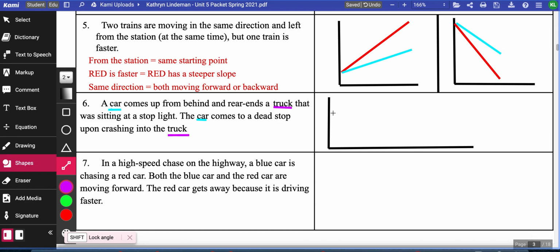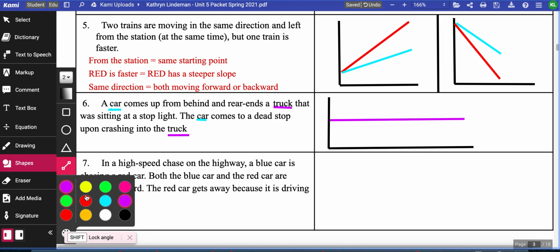So the truck is just sitting at a stoplight. If you're just sitting at a stoplight, you're in one location, right? So your position is constant. So the truck is just sitting there. The car comes up behind, so the car comes to the location of the truck, and then the car crashes into the truck. So it's something like this.